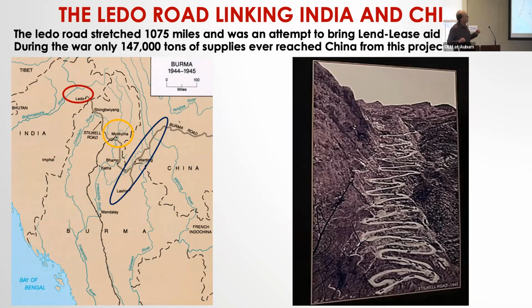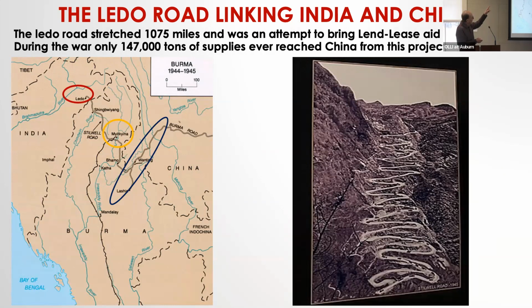Well, this brings us to the Ledo Road, and that's going to link India and China. This is an American idea. And by the way, the British don't want this. This is the last thing they want, a road that leads from India into China. They're afraid that down the road the Chinese will invade at some point into India. So they don't really want this road at all, but America is going to drive this thing.